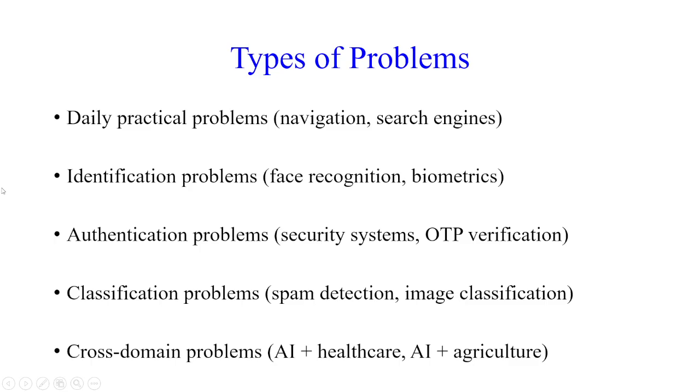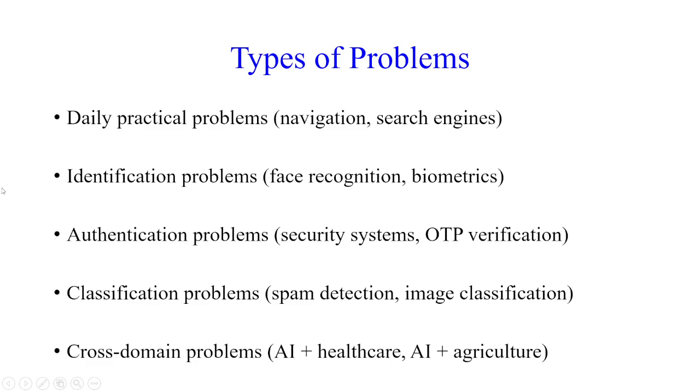Second one is the identification problem. For example, it's used in face recognition and biometrics. So you are using a smartphone. Your smartphone, for example, unlocks with your face, your eyes, your thumb, etc. Even in your workplace, you have a face recognition system as your biometric. So these are all cases where the identification problem is used.